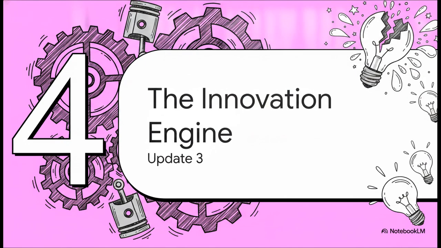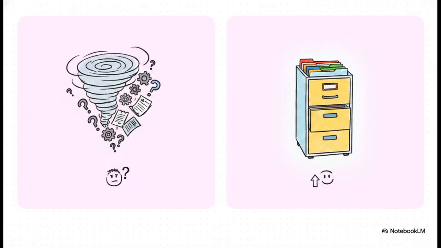Okay, Section 4, Update 3, the Innovation Engine. We are moving way beyond basic summaries now. First up, a pro-level prompting trick. If you mix your instructions and your raw data together, the AI gets super confused. But you want highly accurate, complex analysis, right? So use markdown headings, triple backticks, or XML-style tags to clearly separate your instructions from your reference material. If you give the AI a perfectly organized filing cabinet, you're going to get drastically cleaner answers.